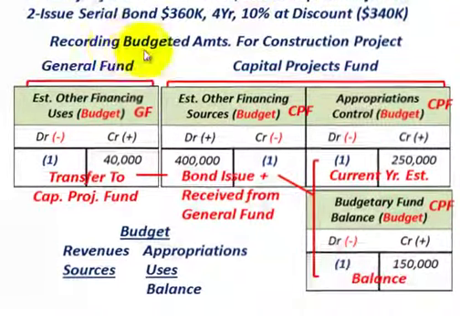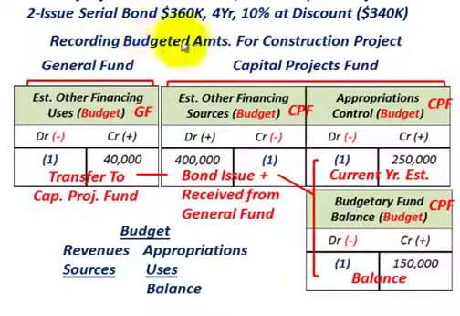The first thing we have to do is record the budgeted amounts for the construction project. We're going to be looking at our budget for this construction project, and that's going to concern both our general fund, because of those fund transfers to the capital projects fund, and also our capital projects fund for the budgetary entries.